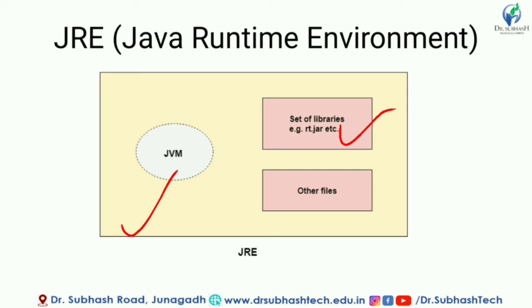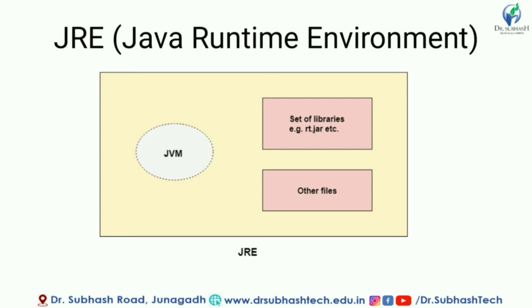And for example, these classes are available in jar files. Here the example is given rt.jar. This contains many packages. Packages means the collection of classes. This contains the various inbuilt classes, which we can use for our Java programs. Then it contains the JVM other files, right? These other files will be used by the JVM for execution of the programs. So this is the structure of JRE. It contains JVM, set of libraries and other files.